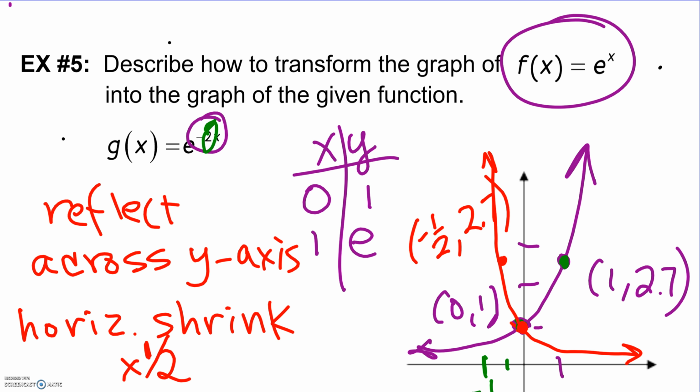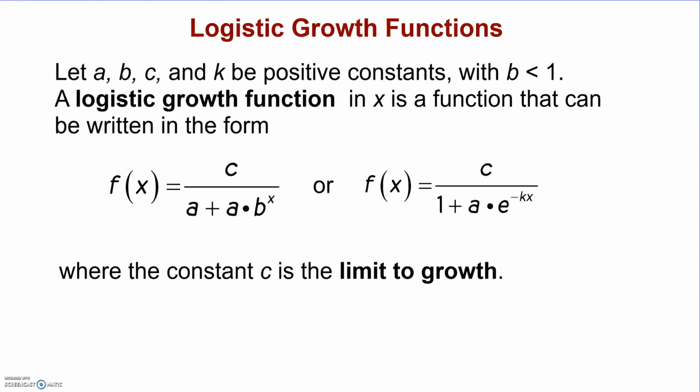Now, let's move on and talk about our last topic, which is the logistic growth functions. So with logistic growth functions, they are in this form right here. You have these 4 constants. They are all going to be positive, and b is going to be less than 1, b being the base if the function is in this format over here.